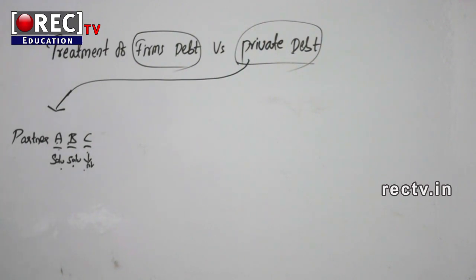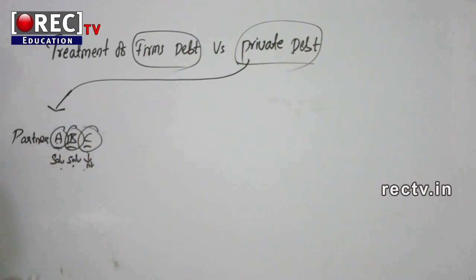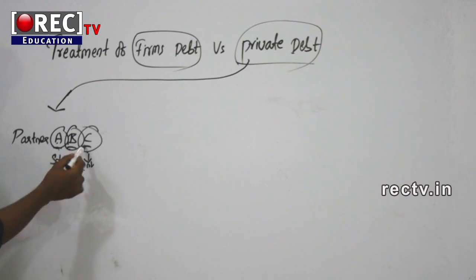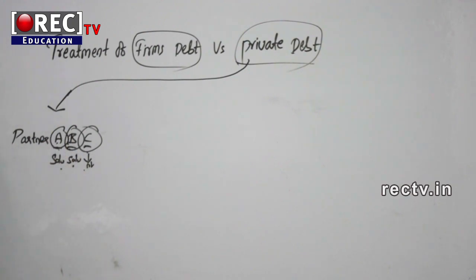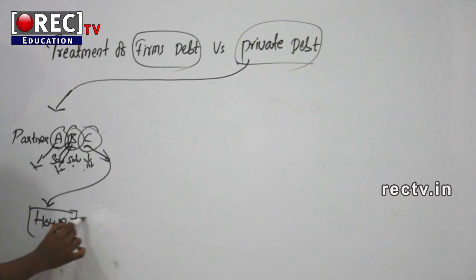In that situation, the firm has no money, but all the solvent partners will bring cash in their capital sharing ratio. And why we are discussing private debt here: with partners A, B and C, the firm is in a condition of dissolution. So A and B paid whatever cash they had to pay in their capital sharing ratio. After that, C is unable to pay, and C had a house, and this house is mortgaged with a bank.